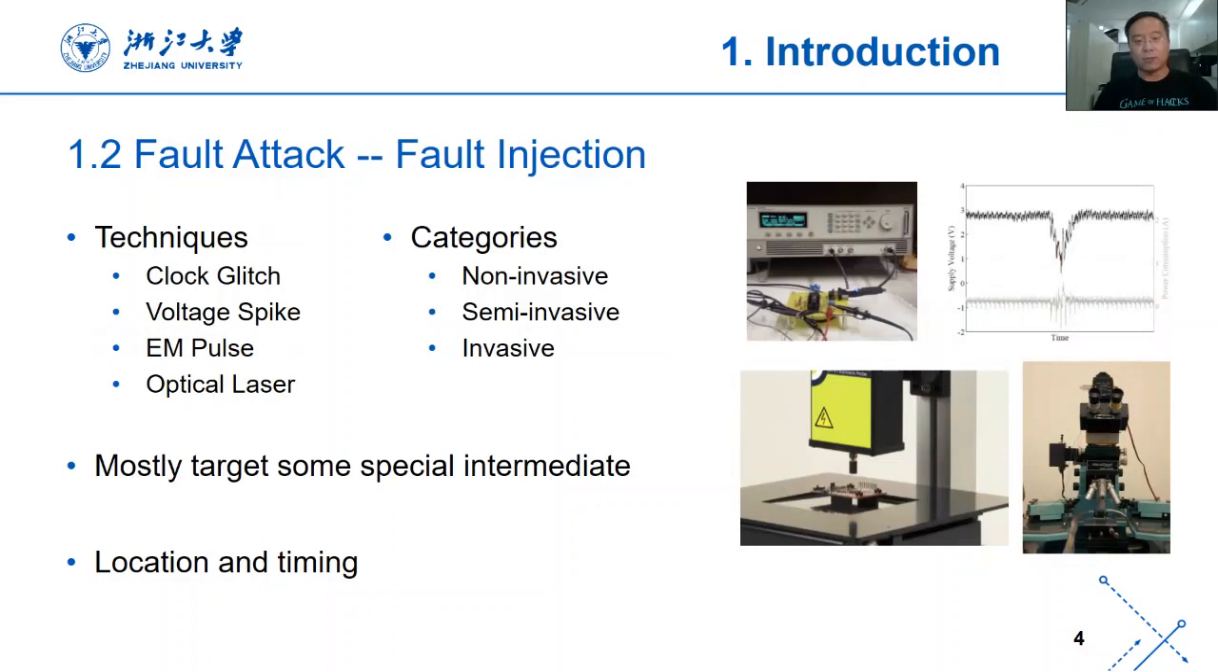The adversaries need some equipment to generate non-invasive, semi-invasive, and invasive injections. Possible injection methods can be clock glitch, voltage glitch, EMFI, and laser FI. Most of the fault injections that are studied are actually non-invasive attacks.